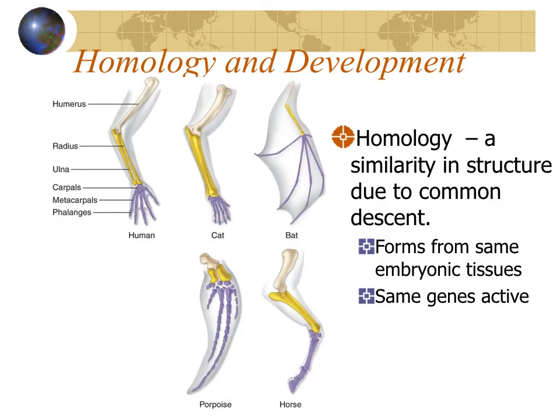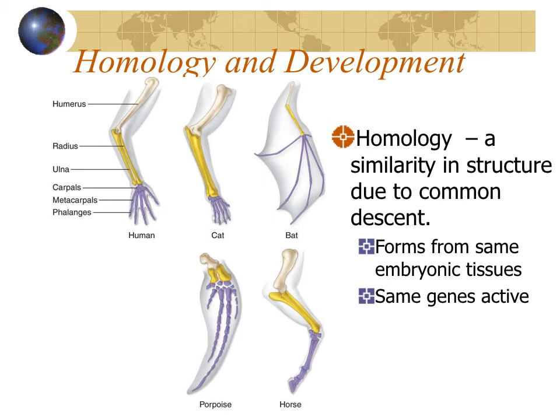Okay. Other types of evidence deal with anatomy of organisms and a concept called homology. Homologous structures are similar because they are inherited from a common ancestor. They come by common descent. And we can tell this because they form from the same embryonic tissues, and we can see the same genes are active. And so I mentioned the forelimbs of different animals have the same elements, and they form in the same way, and the same genes are active.